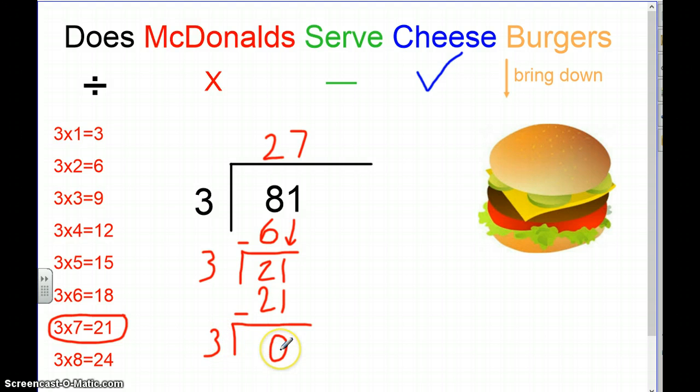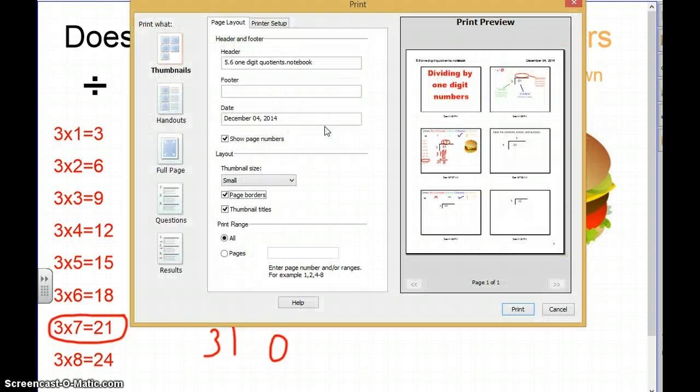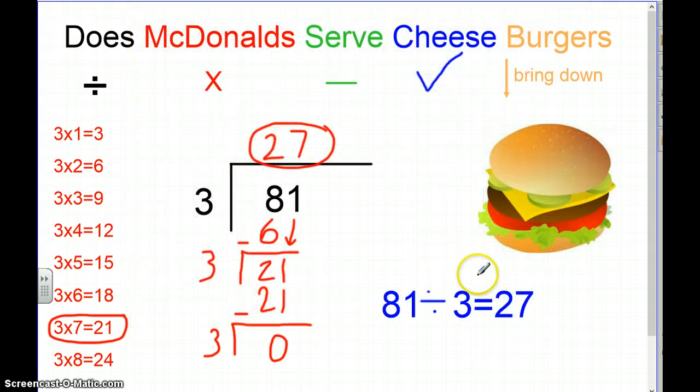Can 3 go into 0? No, it cannot. 3 is greater than 0. We cannot do that. And there are no other numbers to bring down. So since I have 0 left, my problem is done. 3 goes into 81 exactly 27 times. So now we know that 81 divided by 3 is 27. Congratulations, you just did your first long division problem. Wasn't that fun? Okay, let's do another one.